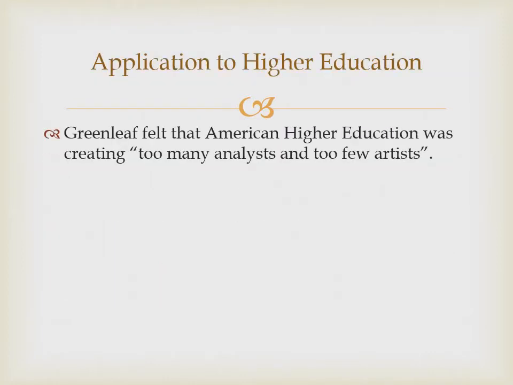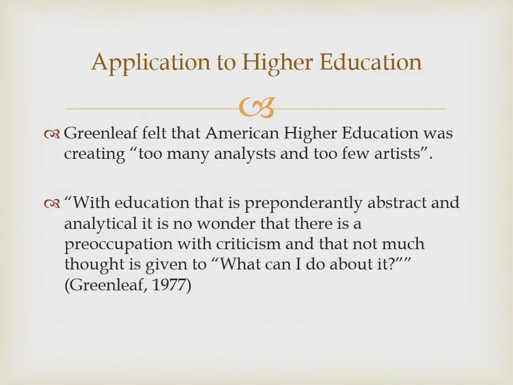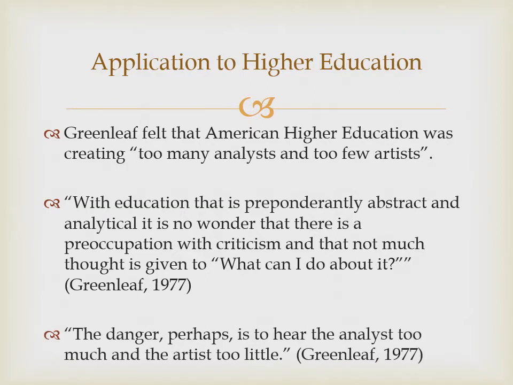In his 1977 book, Greenleaf points out that American higher education was creating analysts and not artists. He meant that the American higher education system was producing people who knew how to critique and analyze problems, but lacked the creativity and vision needed to bring about change. With education that is preponderantly abstract and analytical, it is no wonder that there is a preoccupation with criticism and that not much thought is given to what can I do about it. 1977. The danger, perhaps, is to hear the analyst too much and the artist too little.